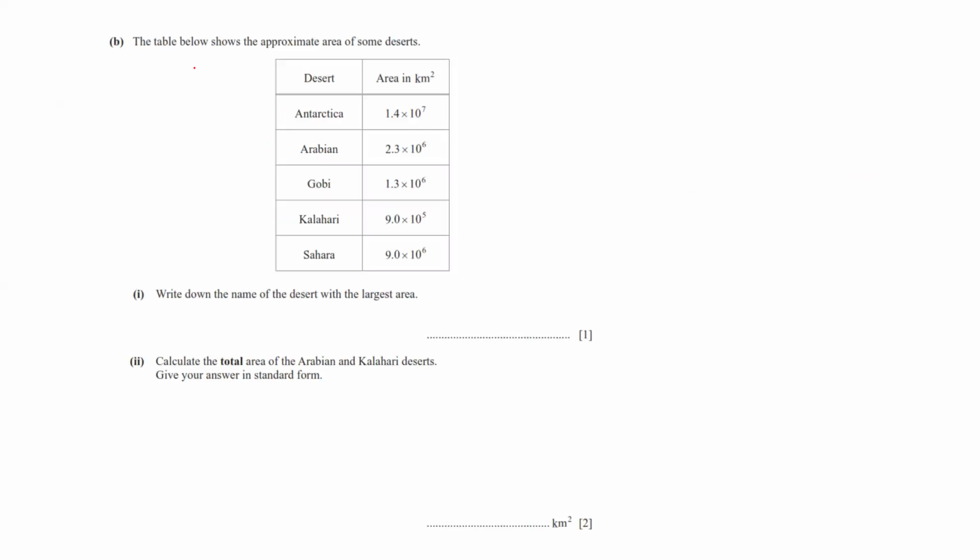Next, part B, it says the table shows an approximate area of some deserts. Write down the name of the desert with the largest area. If I see here, Antarctica is in the 10 to power 7 ballpark, kilometer square, while the others are 10 to power 6, 10 to power 6, 10 to power 5, 10 to power 6. So none of the other deserts are in the range of 10 to power 7. So this is the largest among them: 1.4 into 10 to power 7.